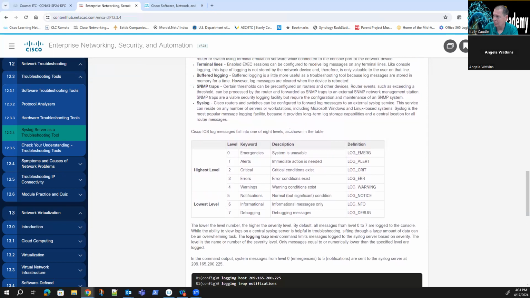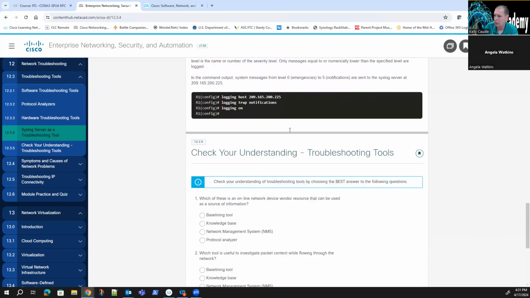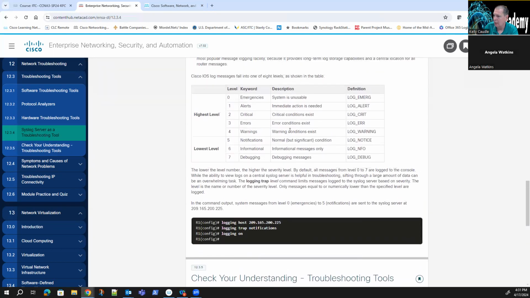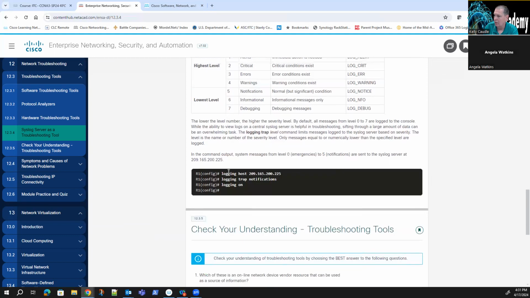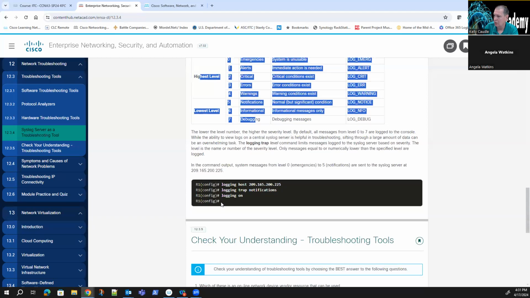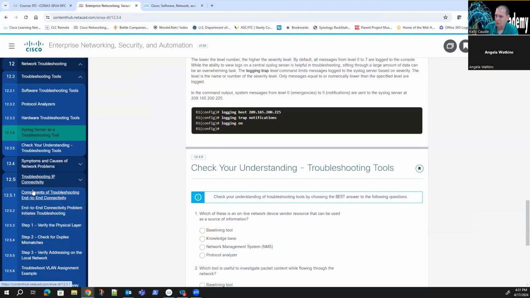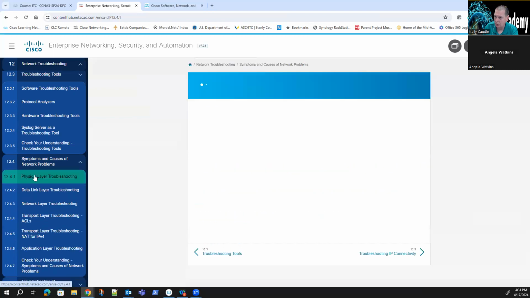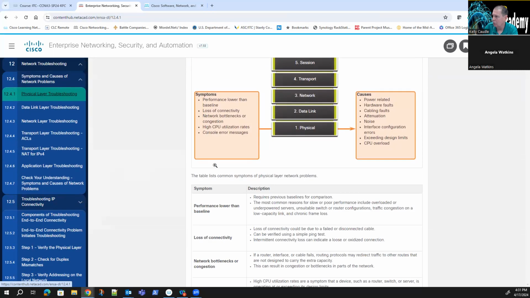Syslog is a very good tool that we can use, and you can set up syslogging based upon different levels. It's important to know which one of these are which. I don't know if I'm going to do a lot of this here, but things to think about: performance lower than baseline.